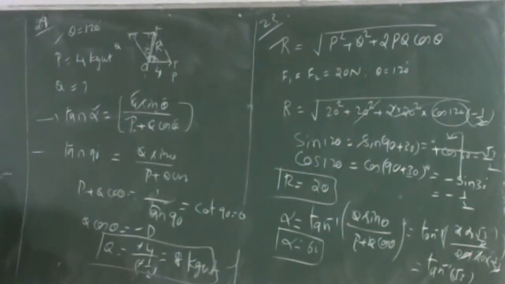It is given that two forces whose magnitudes are in the ratio 3:5 give a resultant of 35 Newton. If the angle between them is 60 degree, the magnitude of each force is. Two forces whose magnitudes are in the ratio of 3 and 5 give a resultant of 35. If the angle between them is 60, the magnitude of each force is.